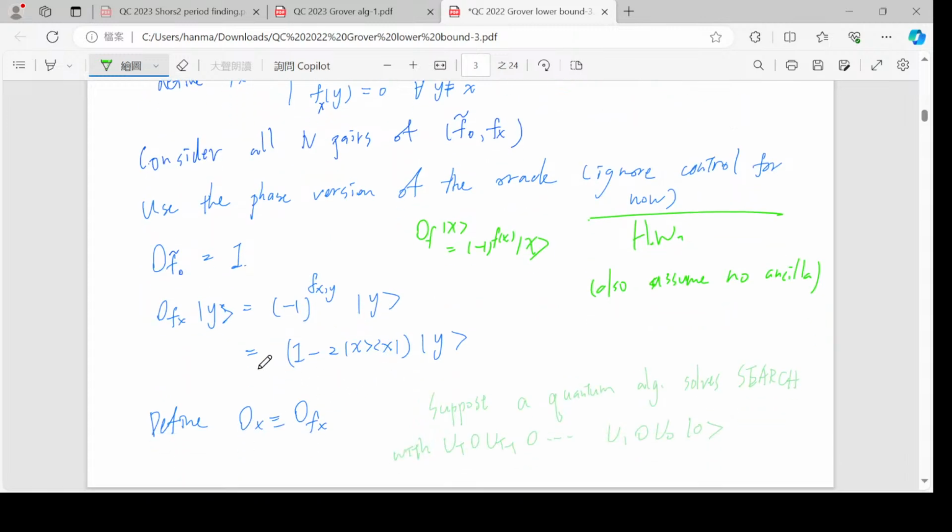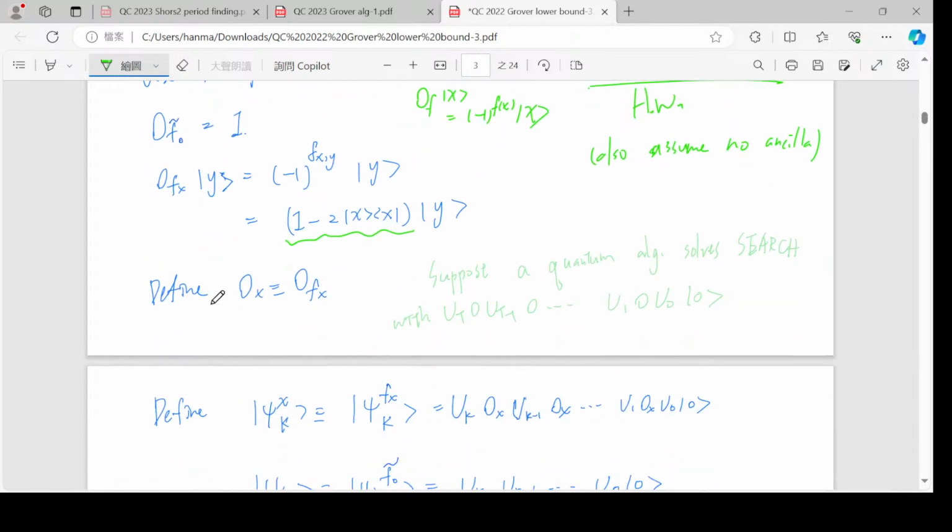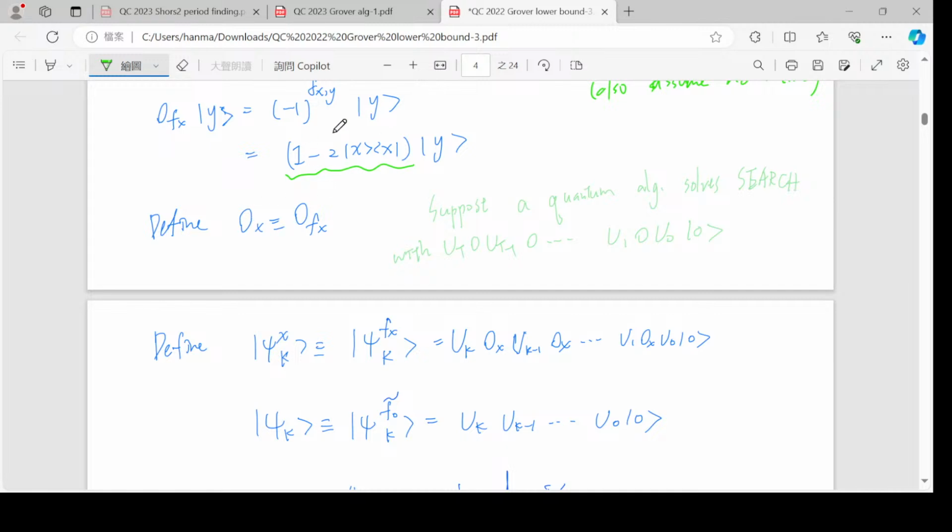Okay. So we know every O_f is actually of this form, because it is true for every computational basis state. And then we make the notation a little easier. So instead of O sub f_x, we just call this O_x. This is just making the notation easier. Okay. And O_x equals this thing.